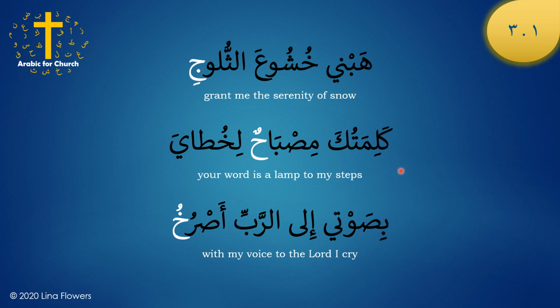The second one is from a psalm. And the translation is exactly like it comes in the Arabic Bible. So I'm not quoting the exact psalm from the English Bible. The exact translation is, "Your word is a lamp to my steps." So this is the ha, the letter ha with no dots.